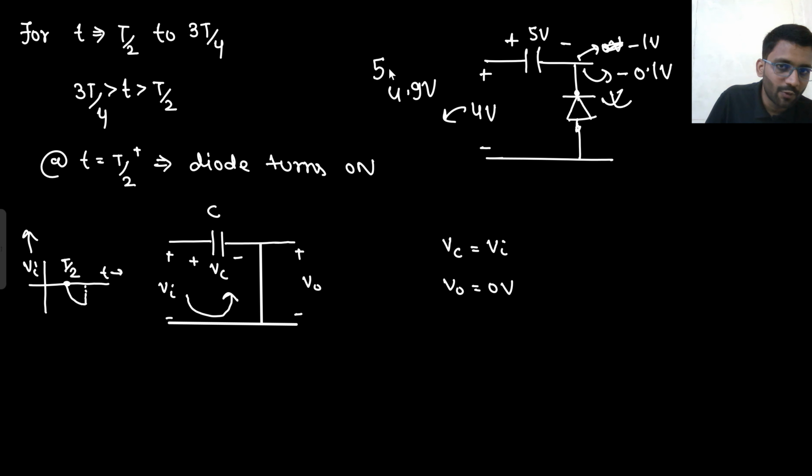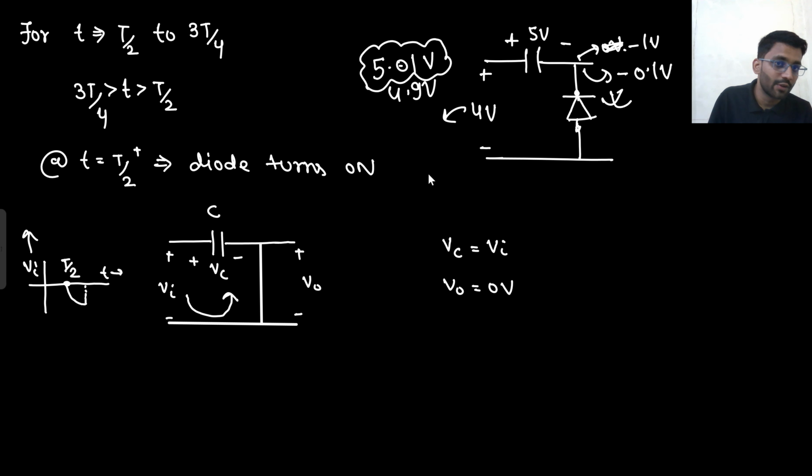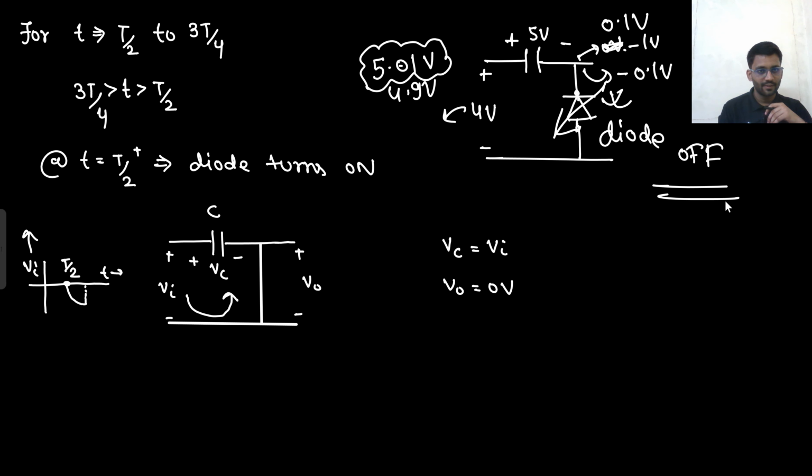Now what if I increase my voltage to 5.01? What will happen? If I increase my voltage to 5.01, what will be the voltage here? This is fixed. Somehow the capacitor voltage is fixed. So this is at 5 only and this is at 5.01. What will happen now? 5.01 minus 5, 0.01 volt. And now if it is positive, what will happen? This diode will be turned off. Diode is off. Right? The diode is off. So you always need to take care of the net voltage.